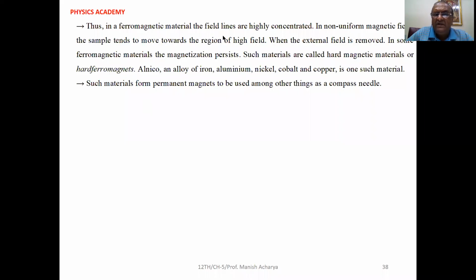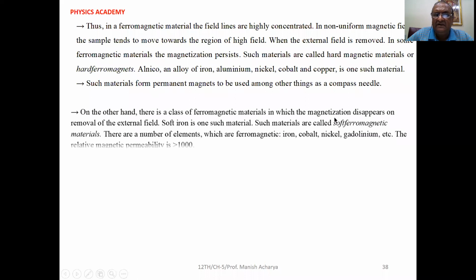Thus, in a ferromagnetic material, the field lines are highly concentrated. And in a non-uniform magnetic field, the sample tends to move towards the region of high field. When the external field is removed, in some ferromagnetic materials, the magnetization persists. Such materials are called hard ferromagnetic materials or hard ferromagnets. Alnico, an alloy of iron, aluminium, nickel, cobalt, and copper, is one such material. Such materials form permanent magnets to be used among other things as a compass needle.